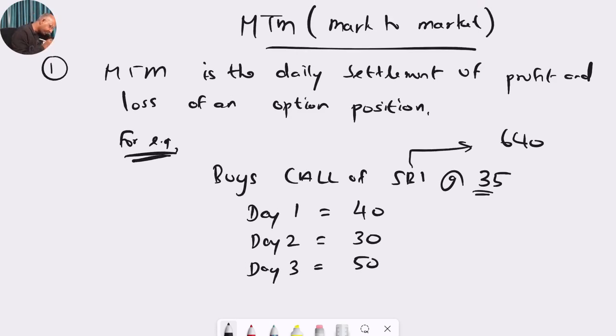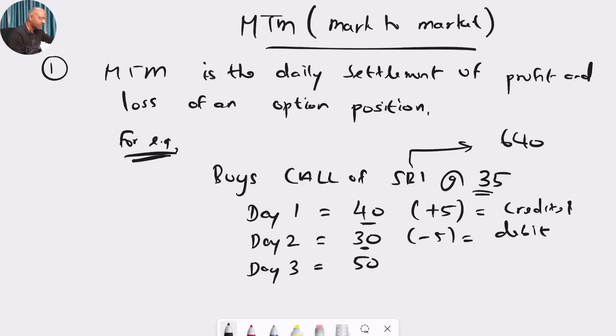Now, at the end of day 1, the premium bought was for 35. At the end of day 1, it was 40. So the profits made is 5 rupees. It should be credited to the option buyer's account. On end of day 2, there is a net loss of 5 rupees and that will be debited from the option buyer's account on end of day 2. On end of day 3, it is plus 15 and again it will be credited back to the account. So the net profit what is made is end of the day is 15 rupees, right, per lot.